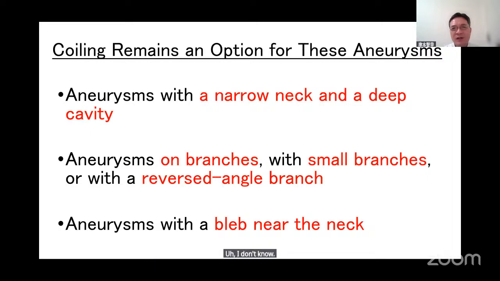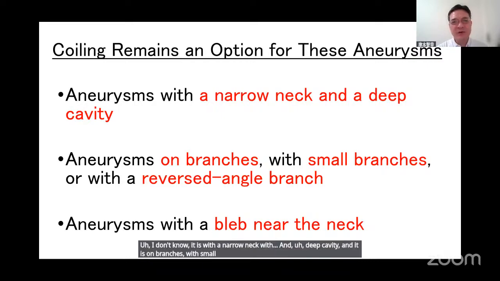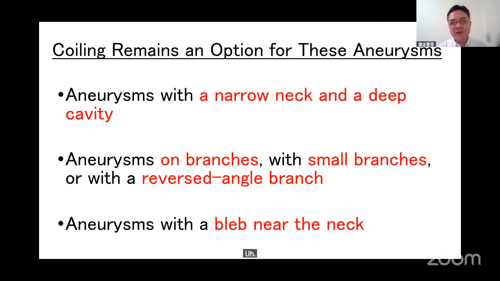Aneurysm with a narrow neck and a deep cavity. Aneurysm on branches with small branches or with reversed angle branches. And the aneurysm with a bleb near the neck. I will show you some examples.